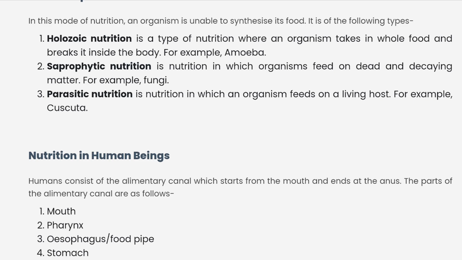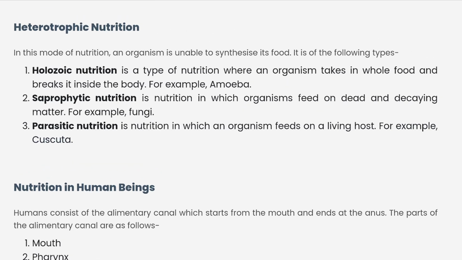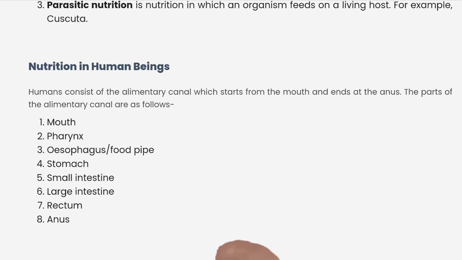2. Saprophytic nutrition is nutrition in which organisms feed on dead and decaying matter. For example, fungi. And 3. Parasitic nutrition is nutrition in which an organism feeds on a living host. For example, cuscuta. Nutrition in human beings.